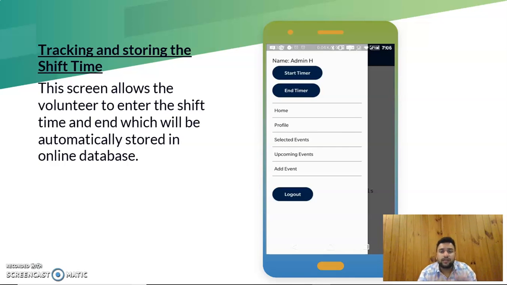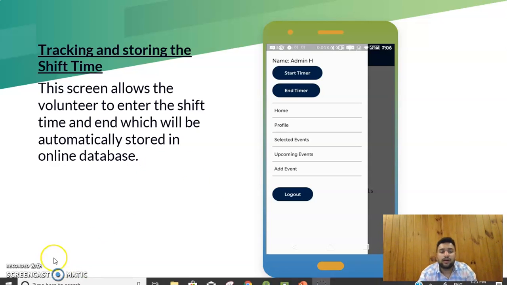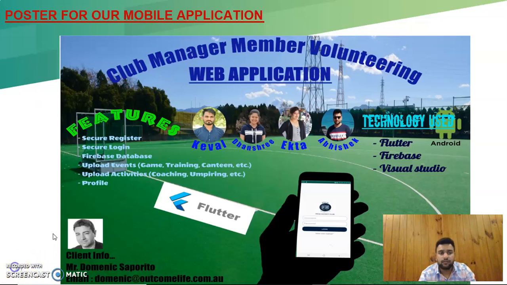So if we click on the start time, the volunteer activity time will start, and when it ends, it will show the shift time performed by the volunteer. So accordingly, he or she has to meet the minimum required hours for a year. This is the poster for our mobile application.